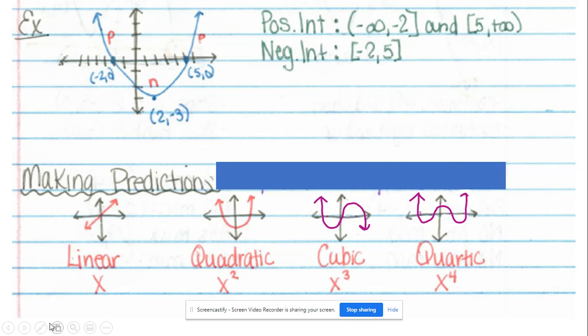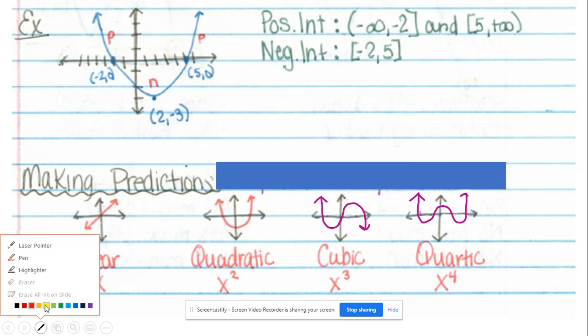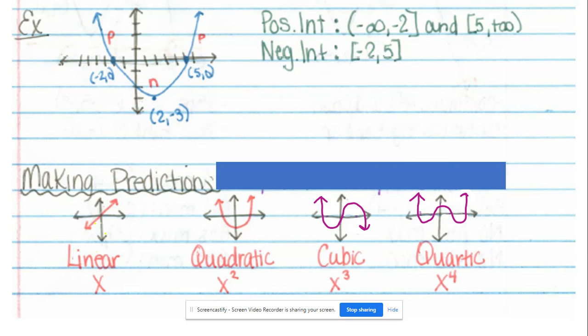So here's the prediction I want you to make. In a linear, there's one possible x-intercept. In a quadratic, there's 2 possible x-intercepts. In a cubic, there's 3 possible x-intercepts. In a quartic, there's 4 possible x-intercepts.